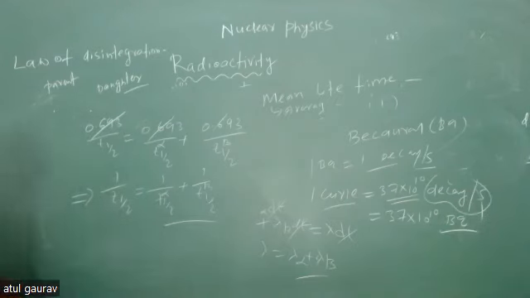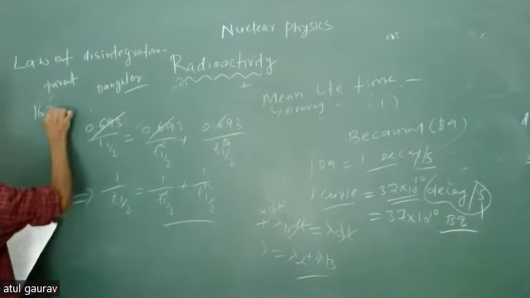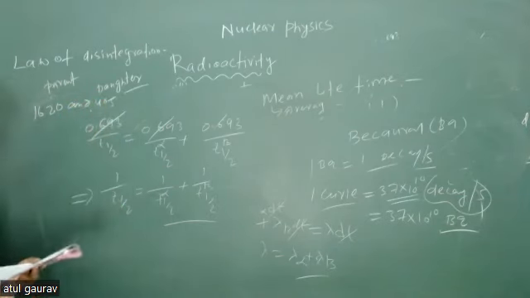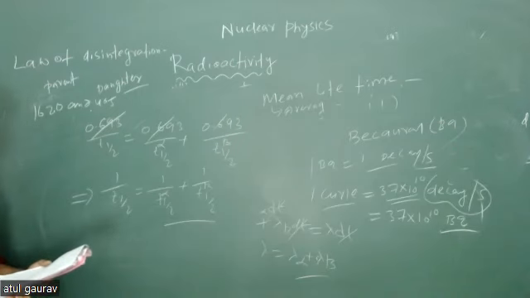Are you ready, you people? Yes, sir. Okay. Please write the problem. Mean life of radioactive substance are 1620 and 405 years for alpha and beta emissions respectively.